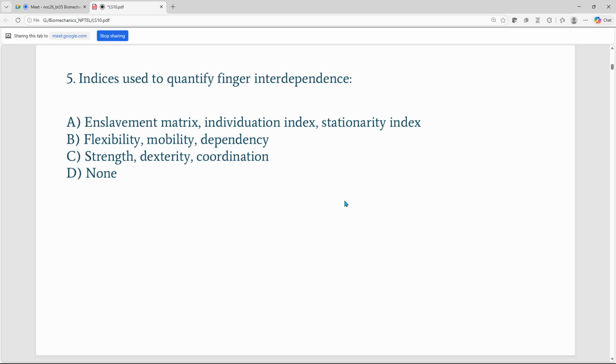What indices were used to quantify finger interdependence? Options are option A, enslavement matrix, individuation index, stationarity index. Option B, flexibility index, mobility index, dependency matrix. Option C, strength index, dexterity matrix, coordination index. Option D, none of the above.